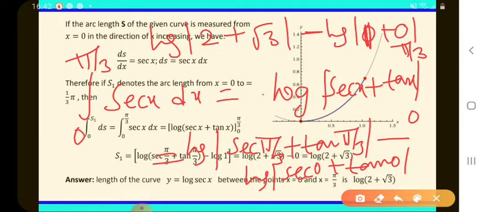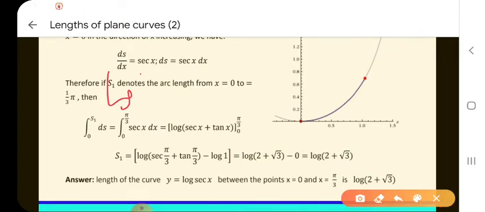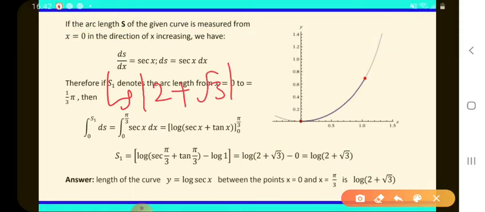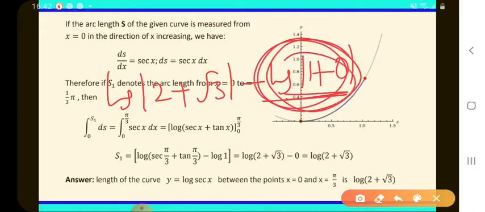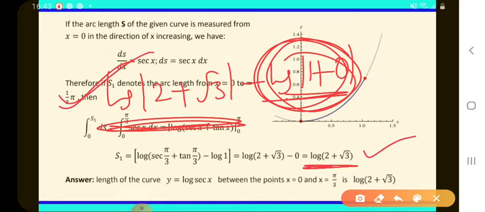Okay. So what do we get here? Log of 2 plus root 3, minus log of 1 plus 0. 1 plus 0 means 1. Log 1 means 0. So this is 0. So what is the answer here? Log of 2 plus root 3 is the answer. Okay.